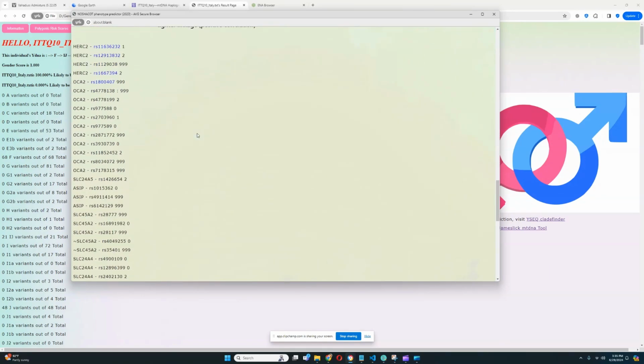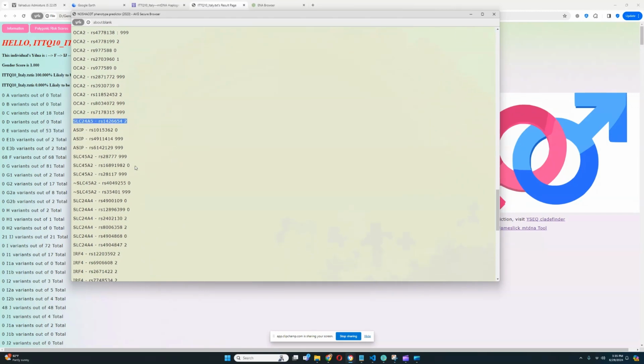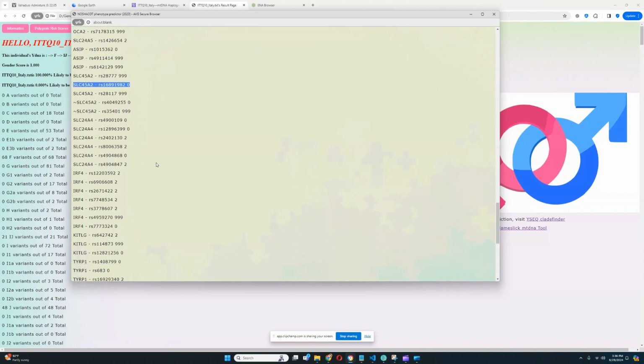Let's find out. He's got 2 light color variants here. Okay, now I understand why he's scoring hazel eyes. He's got 0 light color variants in this version of SLC45A2. This is definitely very un-European. 0 light color variants here. This is also very un-European. So now this makes sense. This definitely contributed greatly to him scoring the way he does.